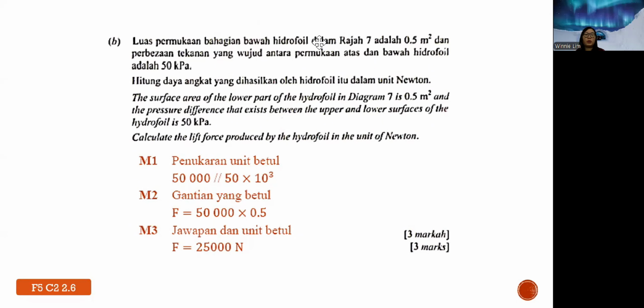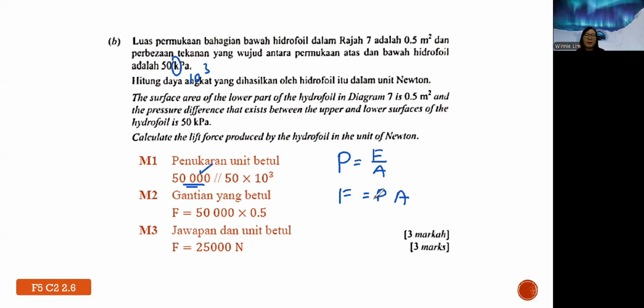First, you're going to be alert of the kilo. Kilo is 10 power 3. So the formula that we use is pressure is force per unit area. So the lift force is actually pressure times the surface area. So the pressure, like you just said, you have to change to 50,000. All this enables you to get 1 mark.